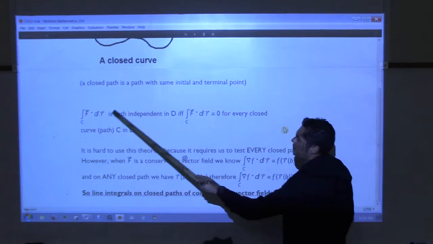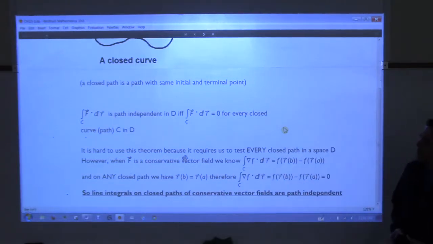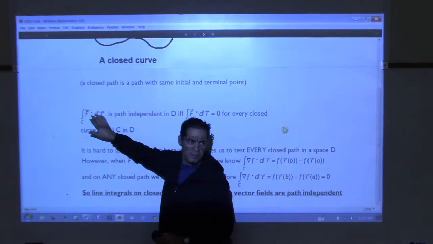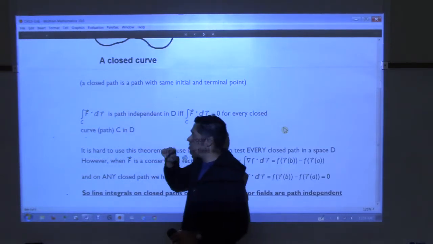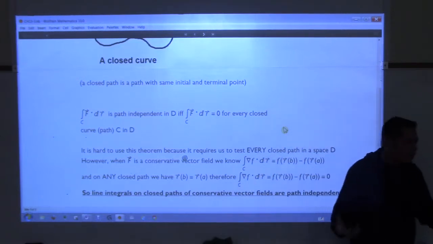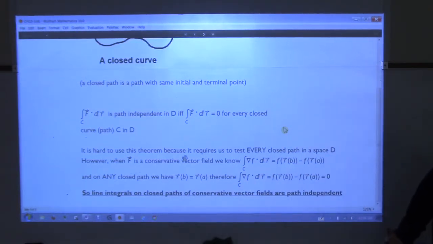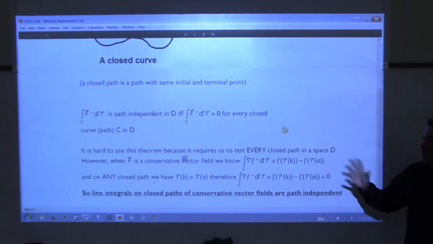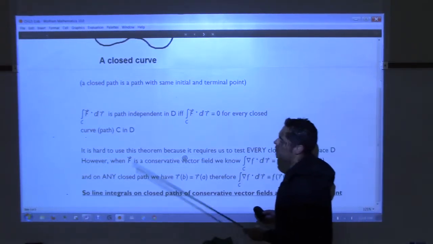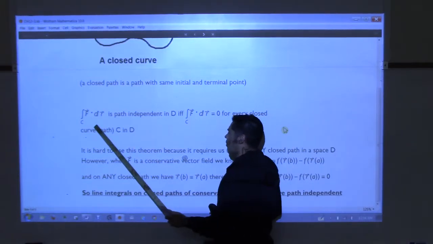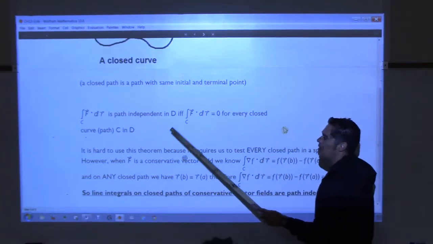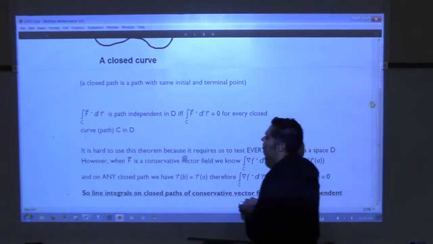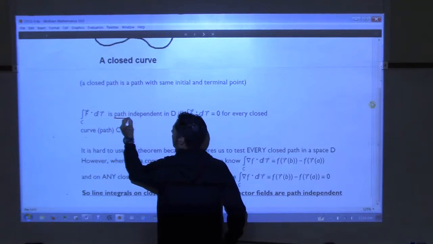Here's the theorem. It says the work, I'm just going to keep calling this the work integral just because I want you to remember it as the work integral. Just keep in mind that it's not always calculating work, all right? If it's force in directed distance, then it's work, but it could be other things. But it's just easier for me to refer to it that way. So the work integral is path independent in D. So this is a definition, actually. We are defining what it means to be path independent.